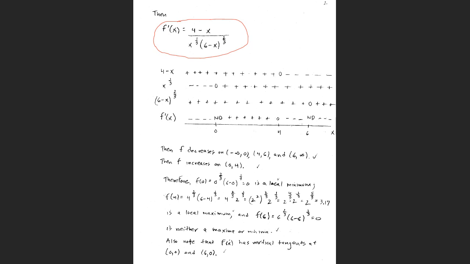So we have three factors, three components to the first derivative. We have a 4 minus x, we have an x to the 1/3 in the denominator, and then we have a 6 minus x to the 2/3. Those are what I put in my chart. You see how I'm consistent. You see every problem I do, I'm consistent.